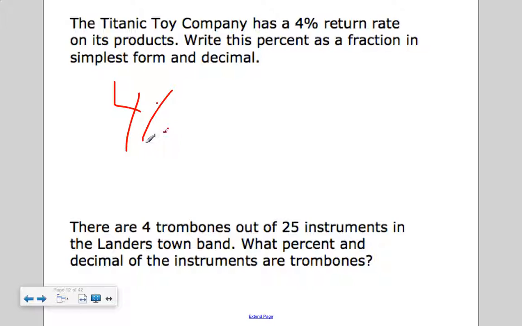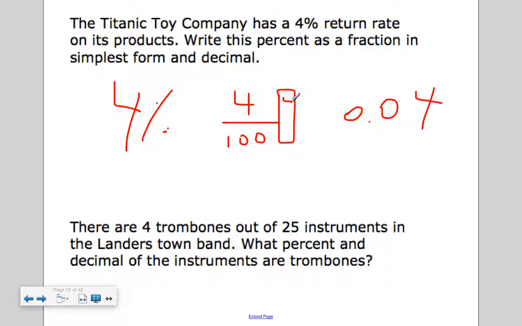So what is a percent again? Anything per 100. So 4% means 4 per 100. So that's our fraction, 4 hundredths. How would you write that as a decimal? 4 hundredths, 0.04, and that is it. Could I simplify 4/100 if I wanted to? Yes, I can. I can divide the numerator and denominator by 4 and get 1/25. So 4% is equivalent to 1/25, which is equivalent to 4 hundredths and a decimal 0.04.